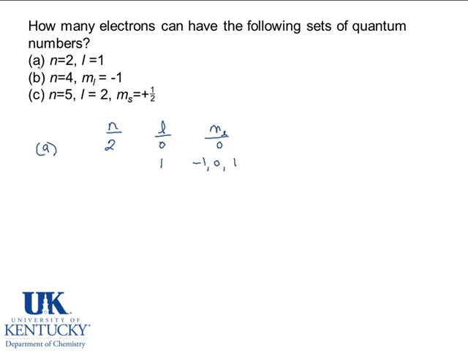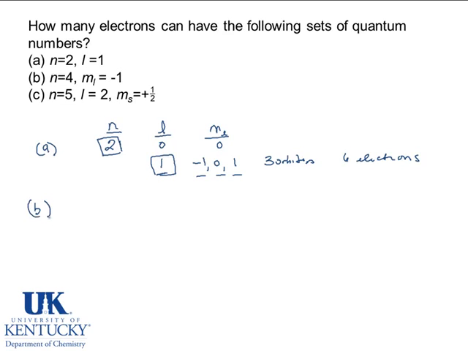So now we can say that anytime we have an n equals 2 and an L equals 1, so these are what we're looking at here, how many electrons? Well, there would be 3 orbitals with those two numbers, and that would be 6 electrons. So 6 electrons in an atom can have an n of 2 and an L of 1.